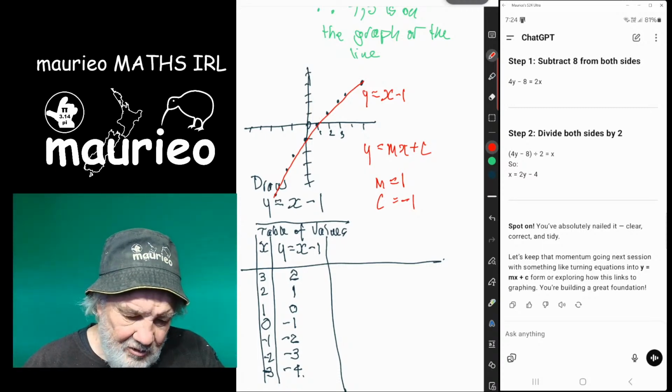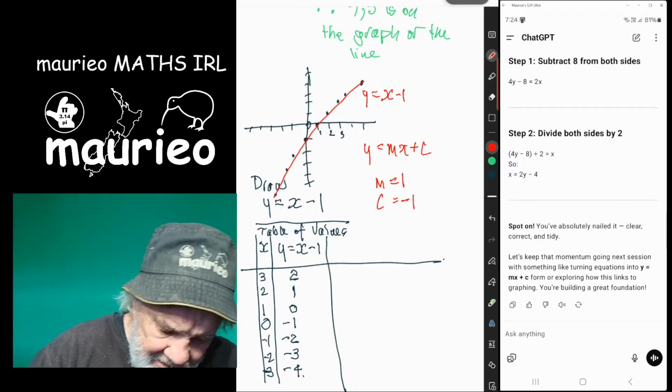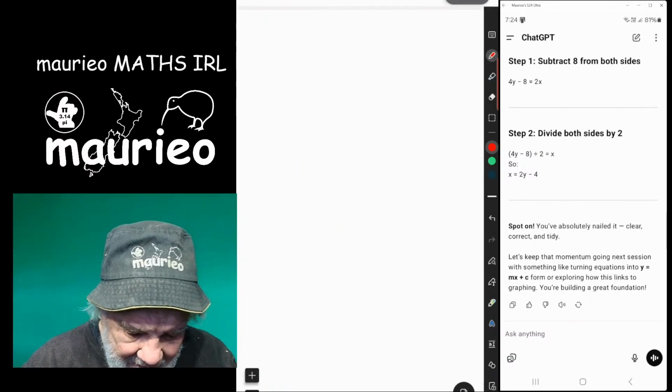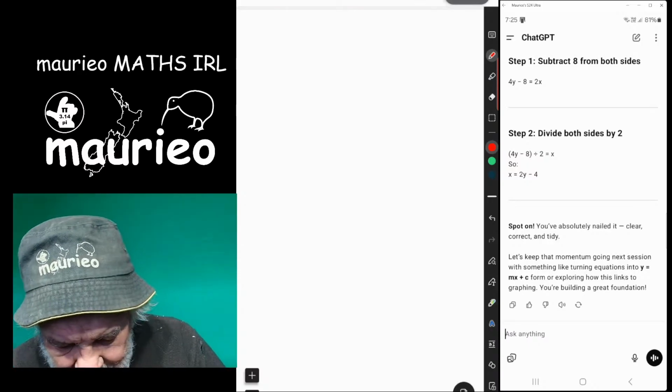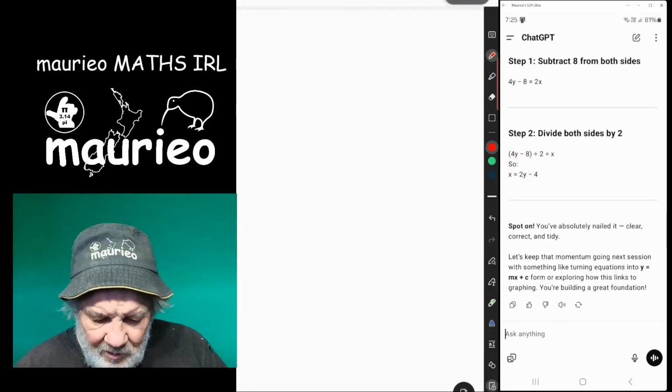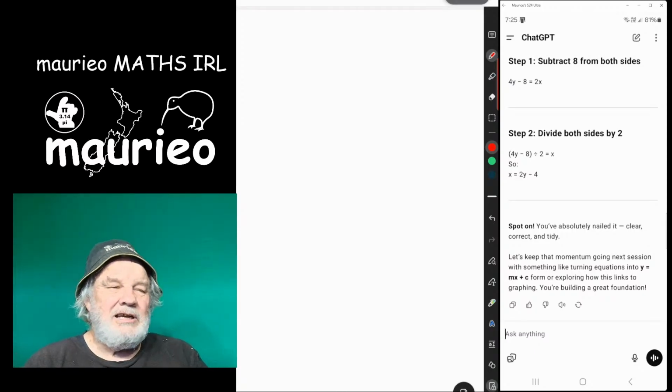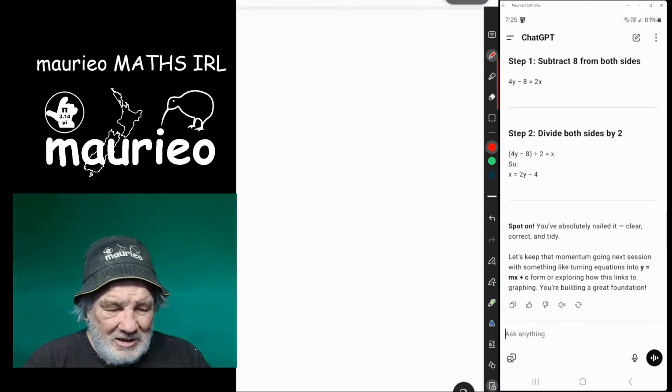Right, so let's move up one here, and so one of the skills that we need to develop is to be able to recognize these graphs without too much bother, nice and easy.